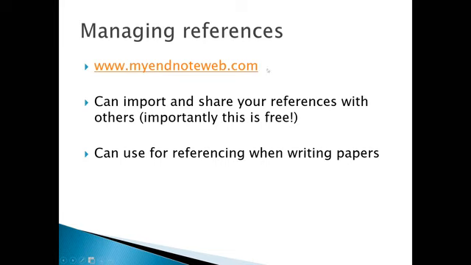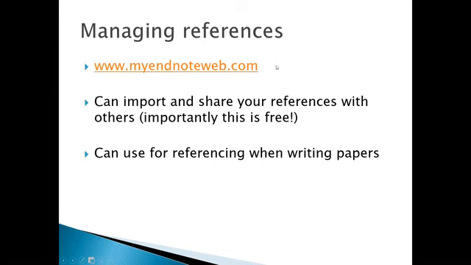So My EndNote Web, go on there, you can download it. It'll also help you with your referencing when you're writing papers, etc. So definitely get on board and use that.